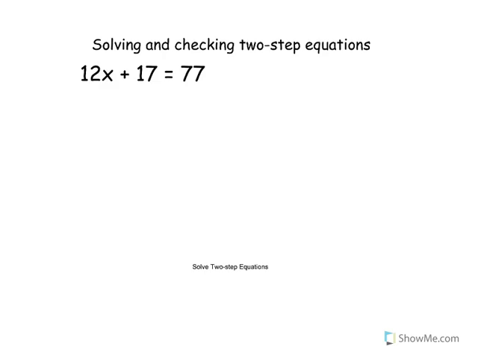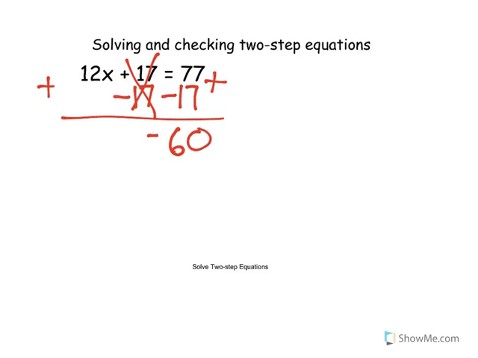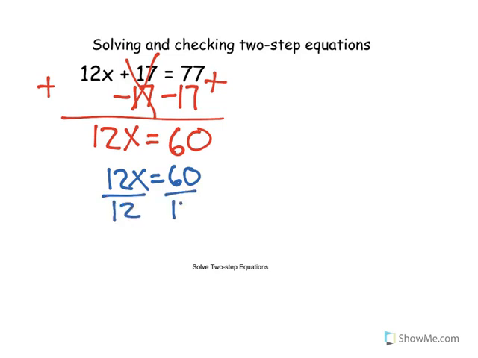So I want 12x to be on its own, to be isolated, meaning I want to eliminate positive 17. So I add its opposite on both sides. So let's see what happens when I add negative 17 on both sides. 17 plus negative 17, I can put the addition sign here as well if we need a reminder. 17 plus negative 17 is 0. 77 plus negative 17 is positive 60. And we bring down our equal sign and we bring down our 12x. Now we can rewrite the one-step equation, 12x equals 60. I'm going to divide both sides by the coefficient, which is 12. And that should give me x is equal to 5.